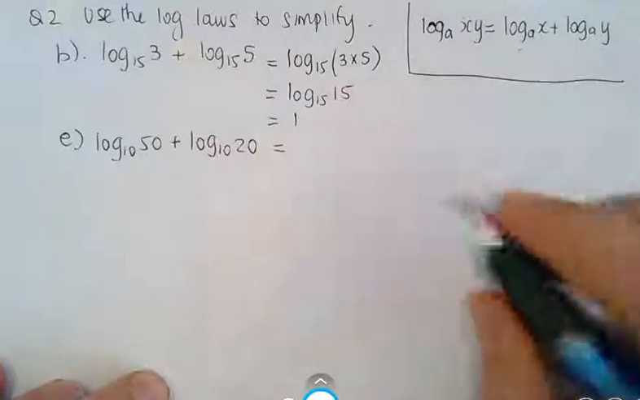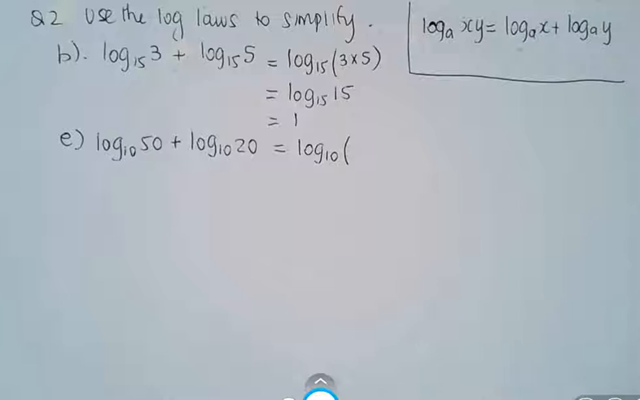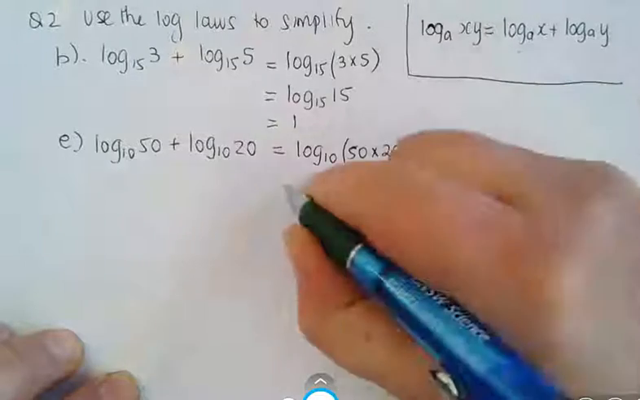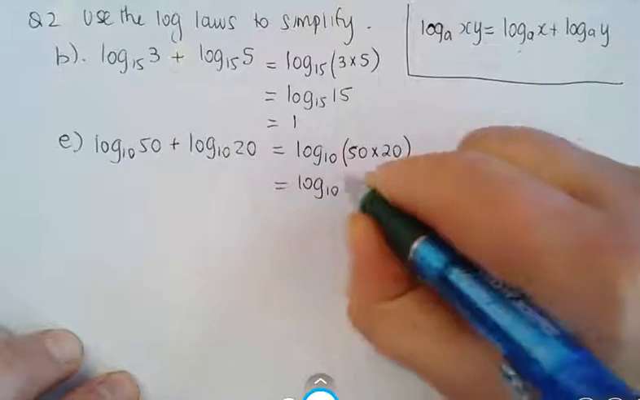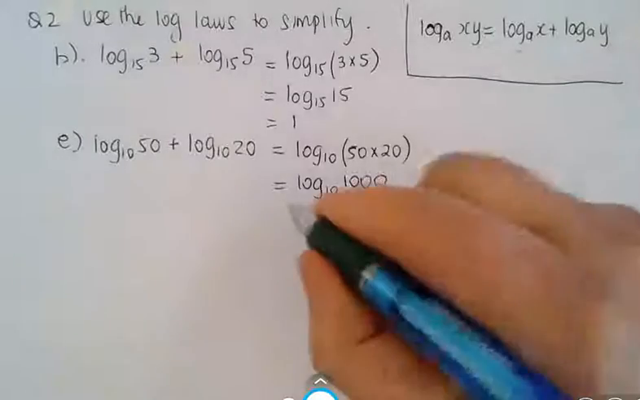We apply this log law. It's log to the base 10 of what? What do I do with those 2 numbers? I multiply them. 50 times 20, which is log to the base 10 of 1,000. Now we think back about what we were doing before. Doesn't that mean 10 to the power of what is 1,000? And the answer is 3.